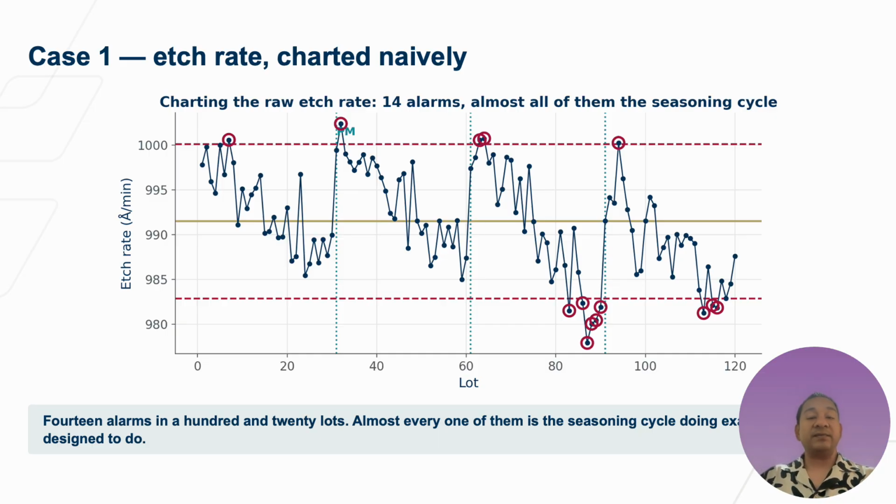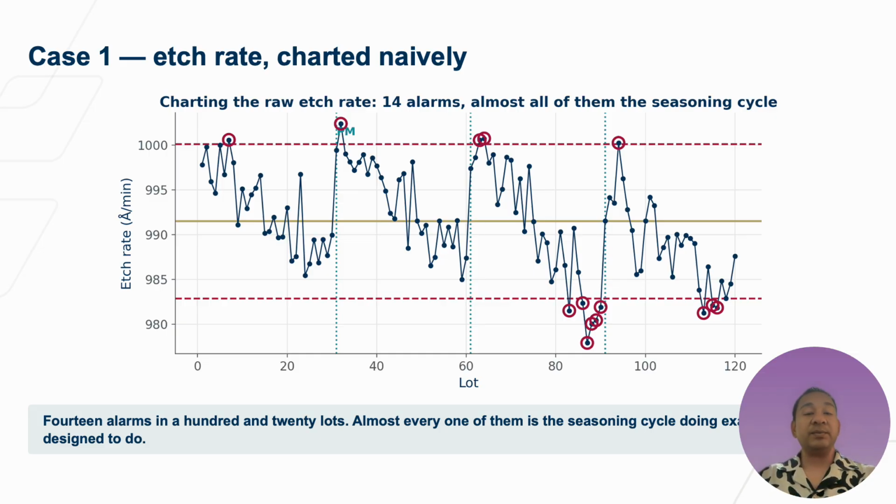Over time, the etch rate falls, and then preventive maintenance resets it, and the cycle starts again. The chart is clearly reporting that the mean is not constant. That is true. It is also completely known, entirely expected, and not actionable. Nobody is going to investigate lot 88 and discover that the chamber has been seasoning. Everyone in the fab already knows it.